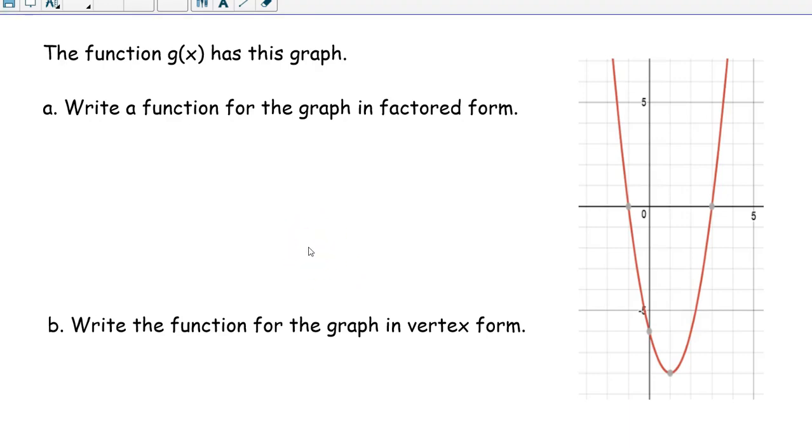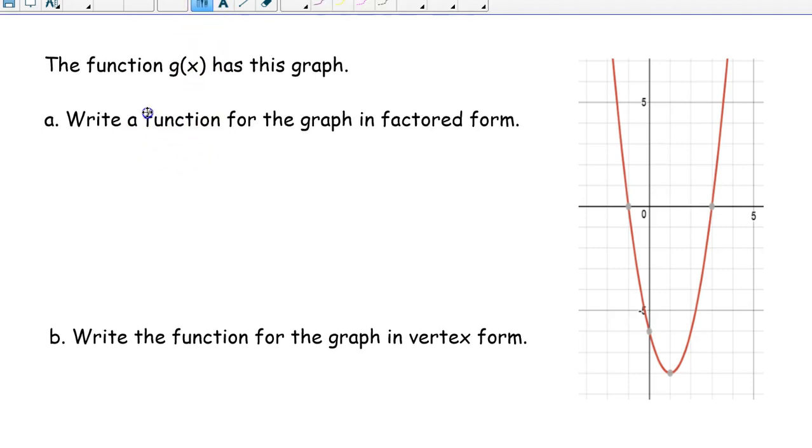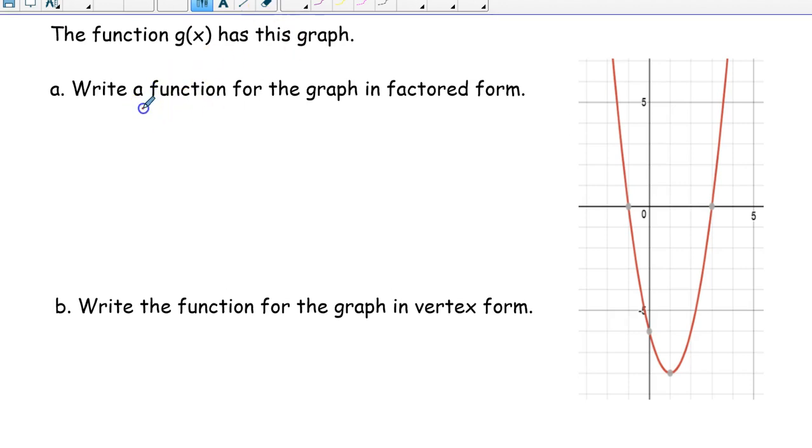So here in this case, we are looking at a graph, and then making use of this graph, you have to write a function for the graph in factored form. The factored form means f of x is equal to a times x minus r1, that is the first zero, and x minus r2. In this form we have to write this function. This is the graph of the function.